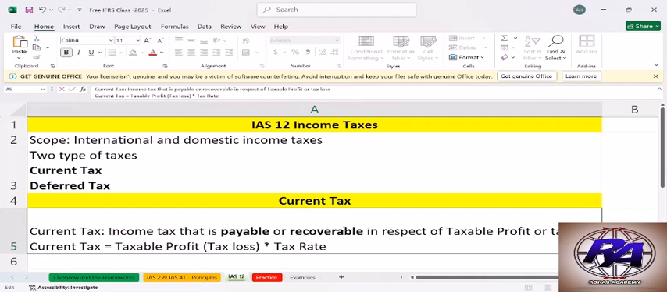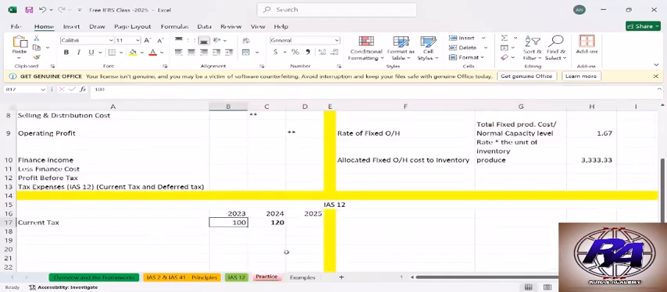Okay. Now let's look at recoverable. It's not always the case that a company will make a profit. It's not always the case that a company will make a profit for the period. Anytime a company makes losses, okay, let me go to my practice sheet again.